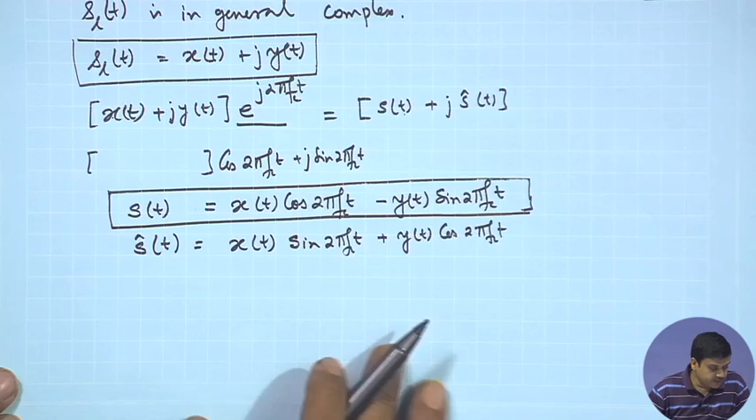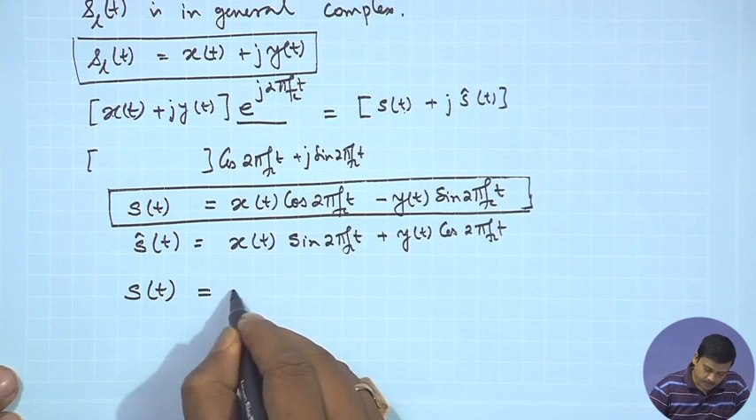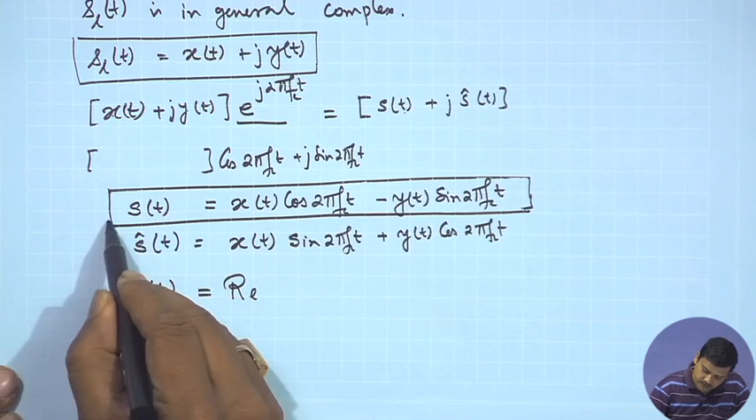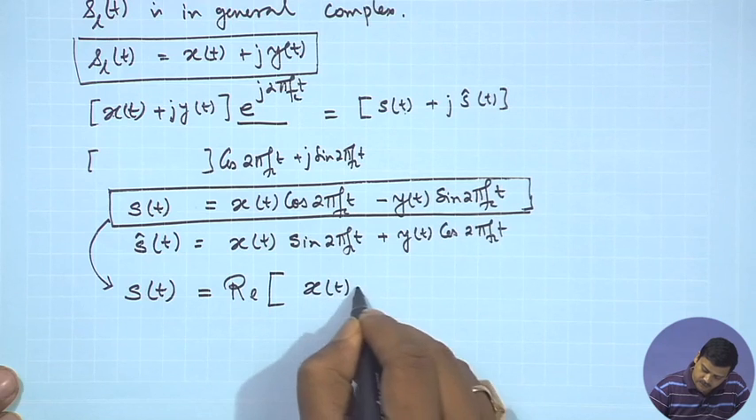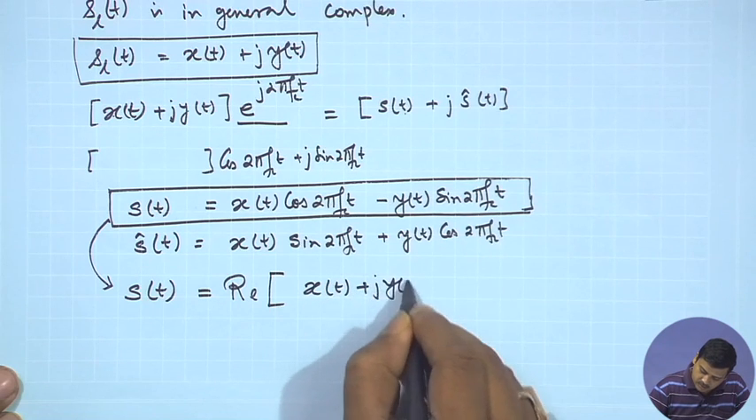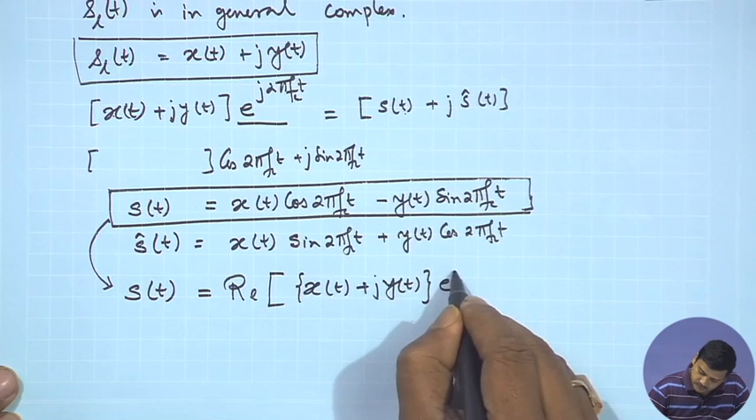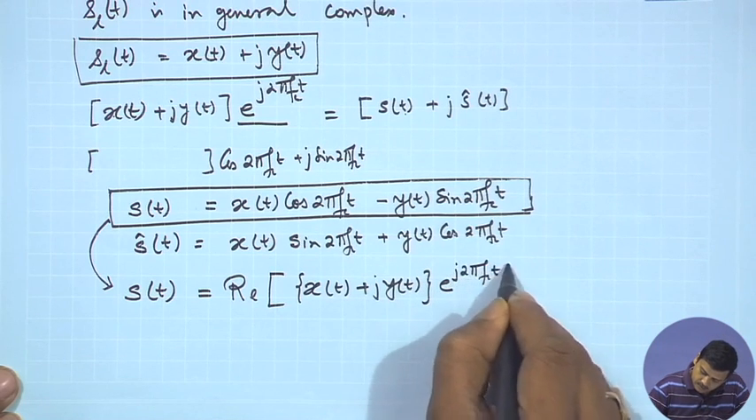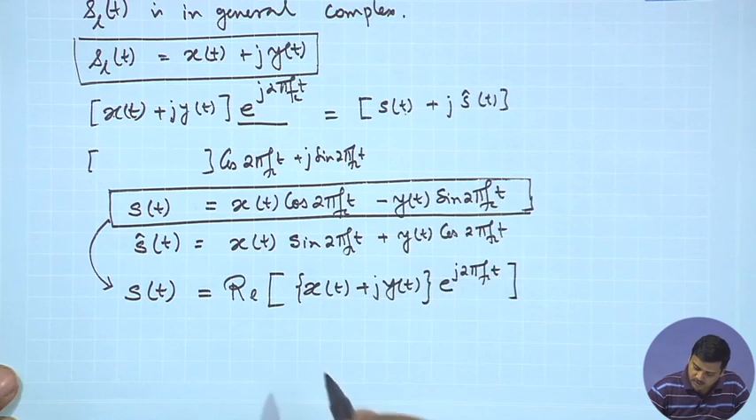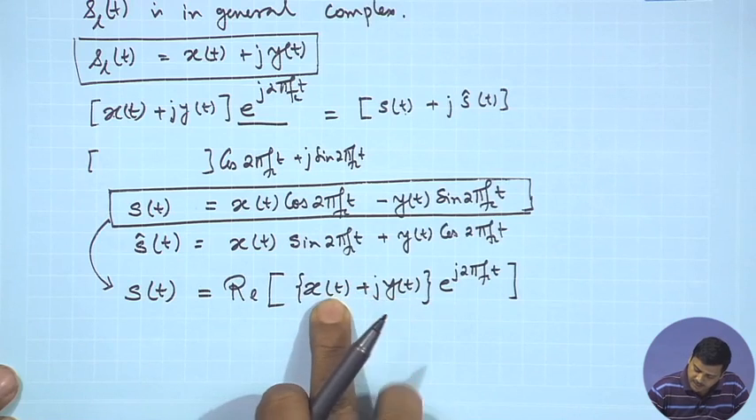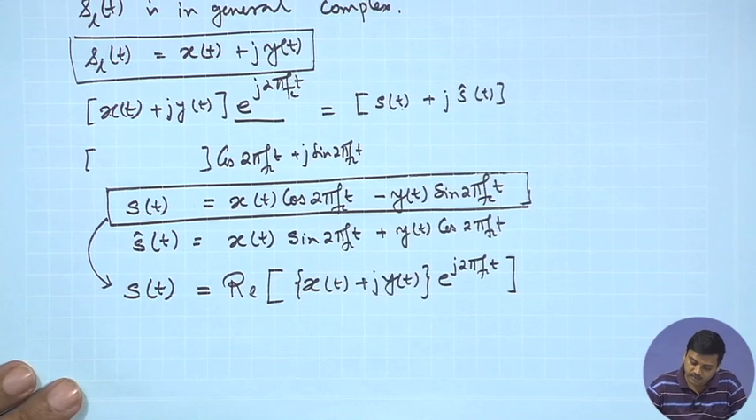So, that means we can also write that S of t is equal to the real part of x of t plus j y of t times e to the power of j 2 pi f c t. So, the real part of this is a cosinusoid. If I only had x of t, what I would have got is x cos 2 pi f c t, which you have studied in analog communications.